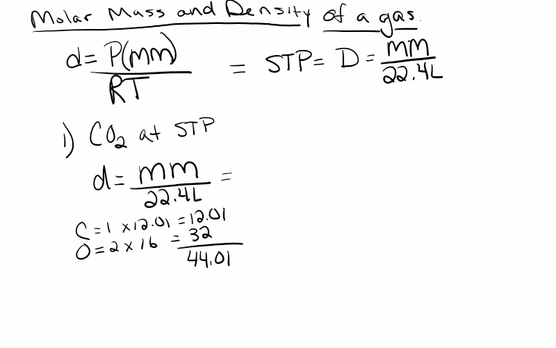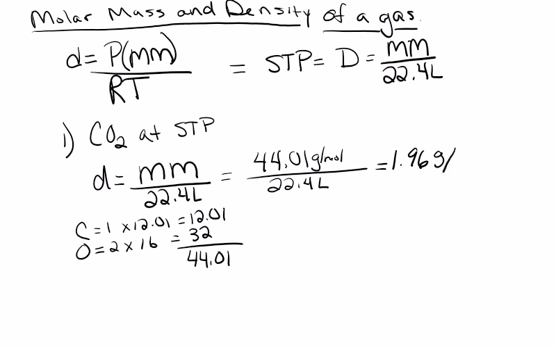Okay, so we're going to go ahead and plug that in up here, 44.01 grams per mole, and we are going to put that over 22.4 liters. And when we do that math, we are going to end up somewhere around 1.96, and that is going to be in the unit of grams per liter. Okay, and that is our density unit, grams per liter.